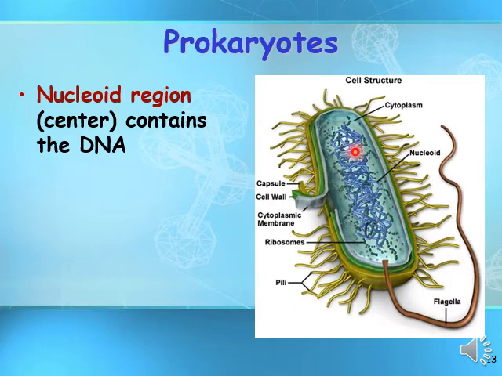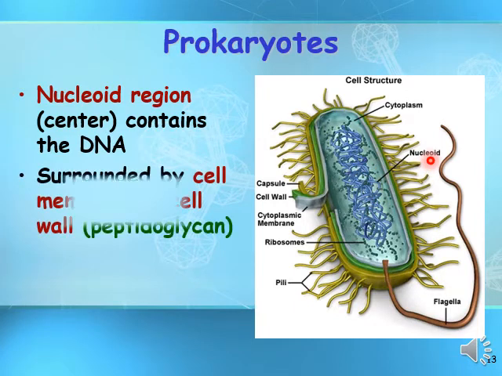DNA is contained in this center, which is called the nucleoid. The nucleoid is surrounded by peptidoglycan molecules that surround the nucleoid. Peptidoglycan molecules are made of peptides, which are proteins connected with carbohydrates.